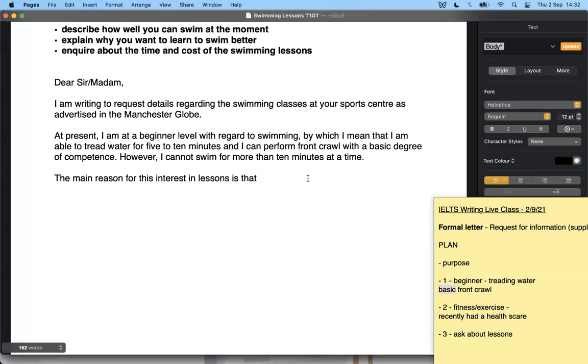Anybody else want to have a go? Otherwise, I'm going to see if I can do full body exercise. So these are all points, but nothing really that we can put into a sentence yet. So, okay, let's have a think about this. The main reason for this interest in lessons is that, okay, what we could do here is move clauses around a little bit. Is that I, okay, no, actually, it can make my body fit. Okay.